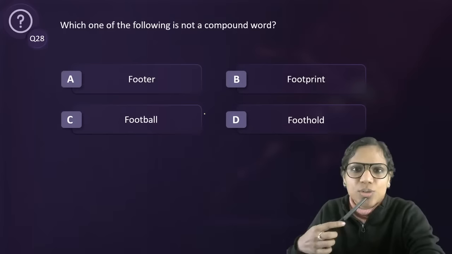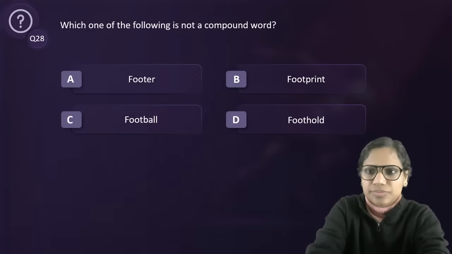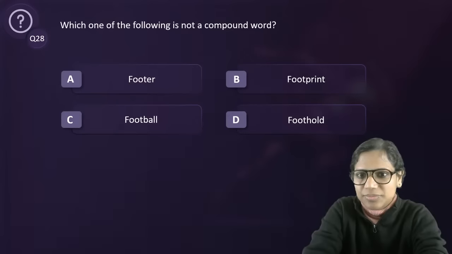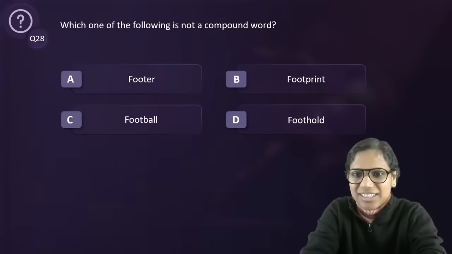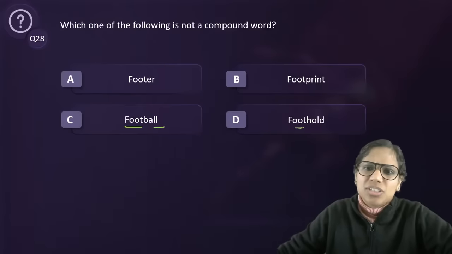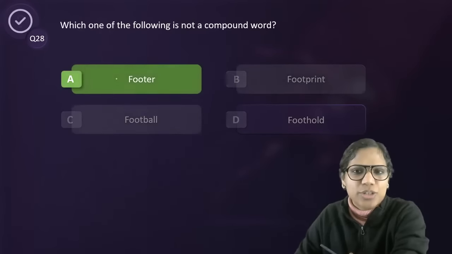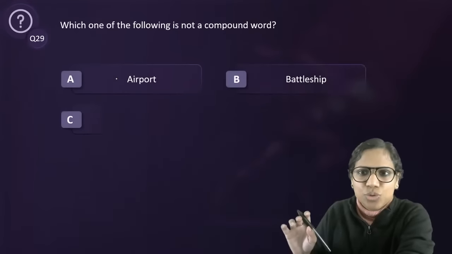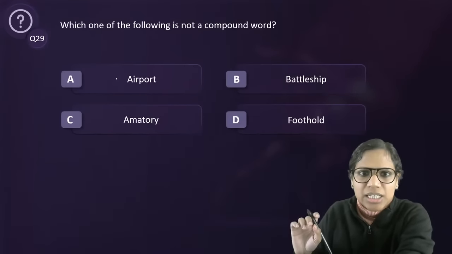Which one of the following is not a compound word? C, A, all right. So yes, compound word questions are amazingly easy questions. Absolutely correct. Footer, there's nothing compound about footer. No combination of two words there. Right.